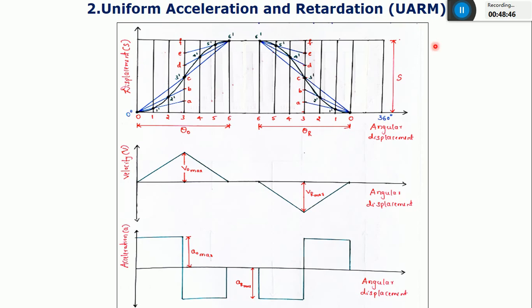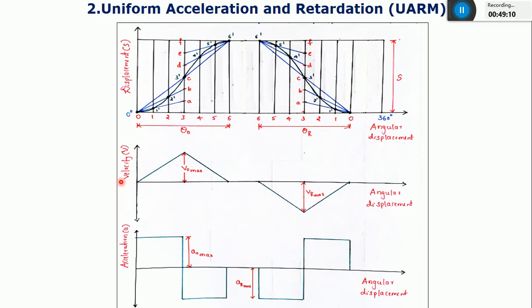So the first one is a displacement diagram. The distance traveled by the follower is considered along the y-axis and the cam rotation angle is considered along the x-axis from 0 to 360. You can see the s means the distance, the maximum distance that is covered by the follower, from 0 to some distance. You can see 40 mm.